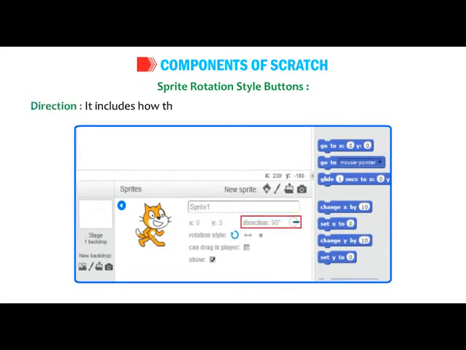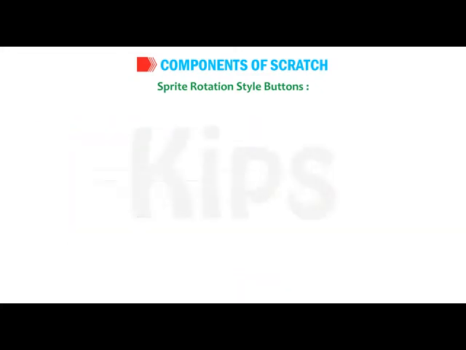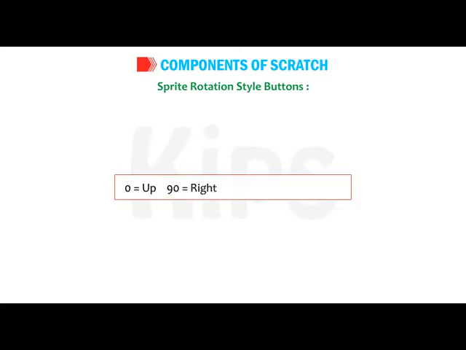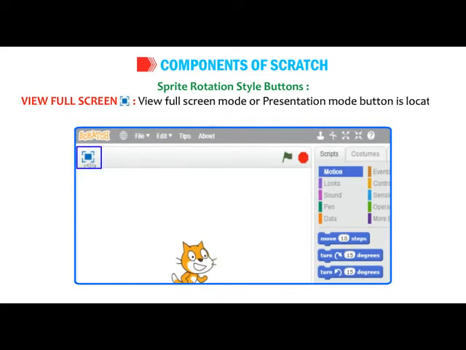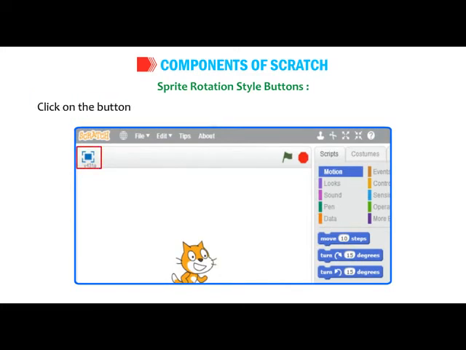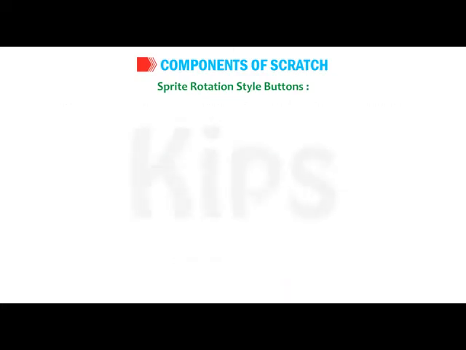Direction. It includes how the sprite will turn when it executes a move instruction. 0, up, 90, right, 180, down, -90, left. View full screen. View full screen mode or presentation mode button is located at the top left corner of the stage. Click on the button to view the presentation of your project in full screen mode.